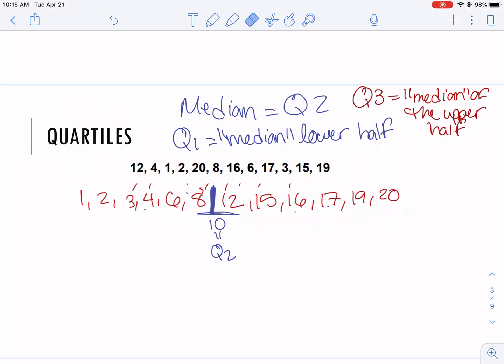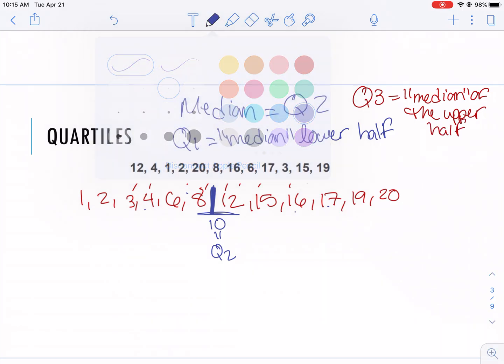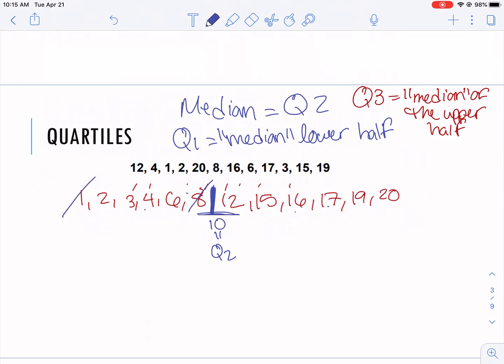All right. So let's find quartile 1. Cross, cross, cross, cross, cross, cross. So same thing here. It's going to be the number that's in between these two. So if I do 3 plus 4 and divide it by 2, I get 3.5. That's quartile 1.